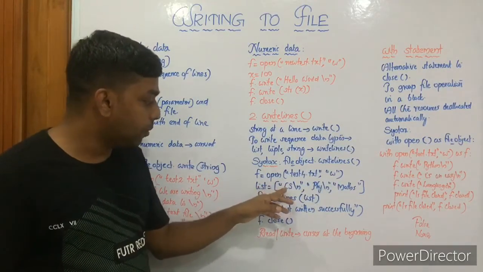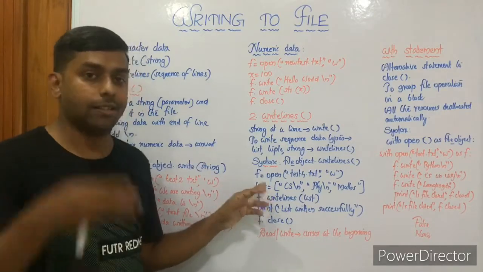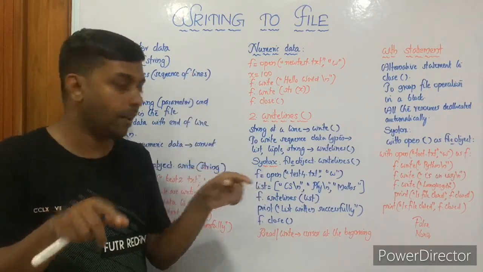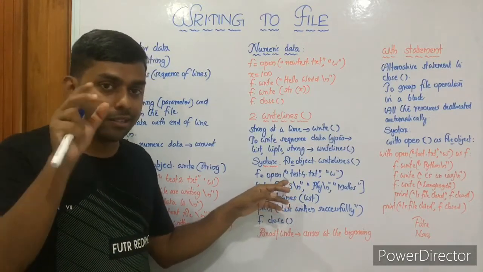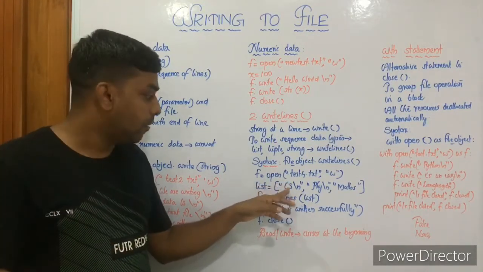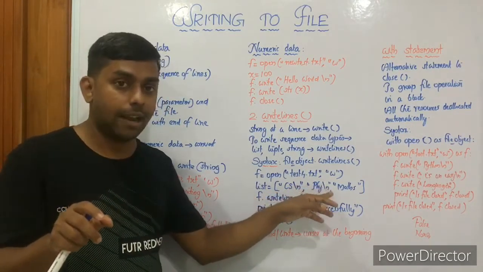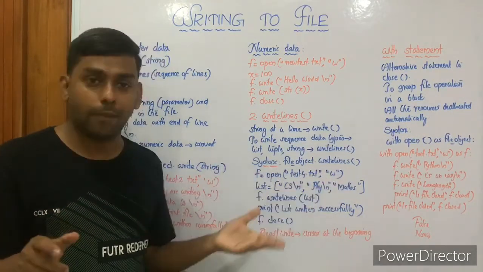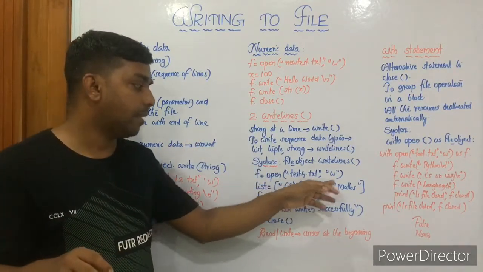Then list equal to CS, physics, maths. What is this? It's a list because you can see square brackets, right? Yes. So it's a list having 3 string elements. First one is CS, here you can see /n. Then physics /n, maths. No need of /n for maths, right? That's the last one.